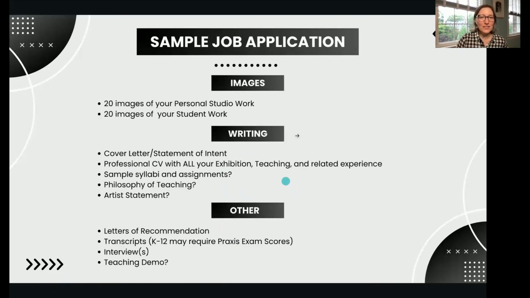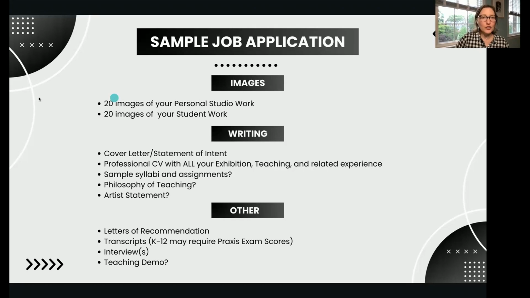All right. This is a sample job application. There's a whole spectrum of jobs that we've talked about. So obviously the more education you need for the job and the more full-time the job is, the more of these items you're going to need. You're not going to need all of these to become a camp counselor, for example, but you will probably need all of them to be a K through 12 art teacher or a college art teacher.